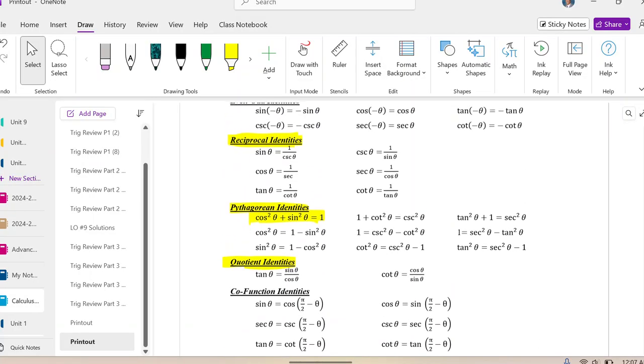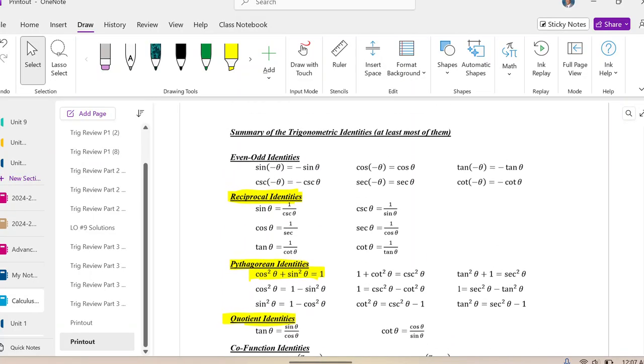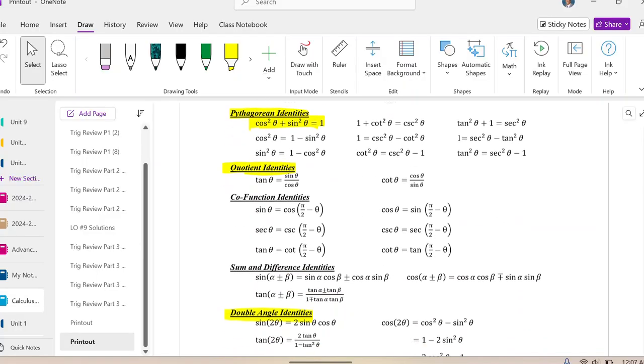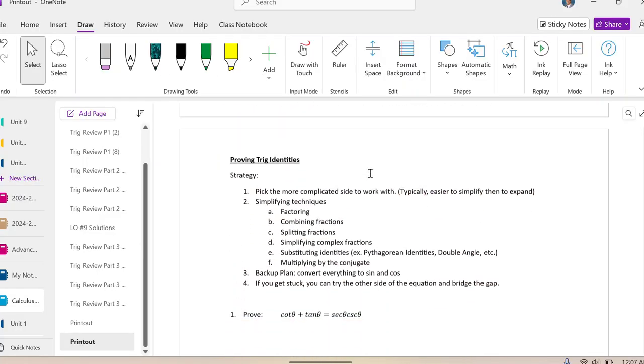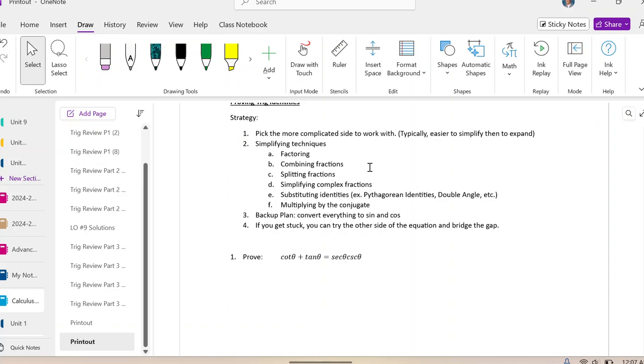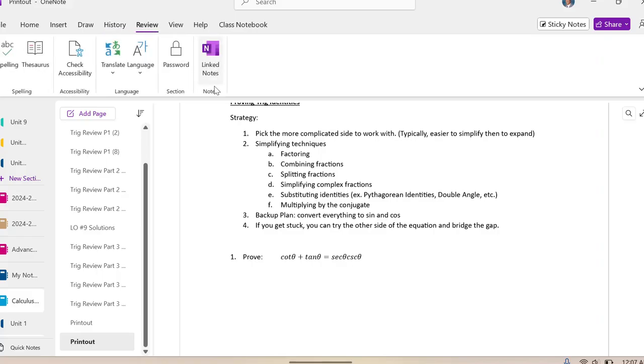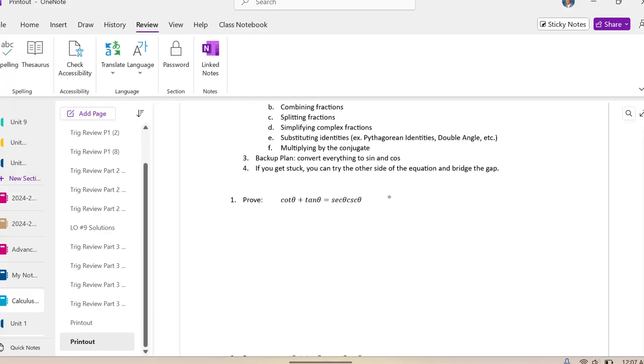But yes, it might be a good idea to make some flashcards and to memorize these. There's something you should know. We will use these identities to prove trig identities, basically like proofs. And the rules are you pick one side to work with, and then you use these techniques like factoring, combining fractions, splitting fractions, multiplying by the conjugate.